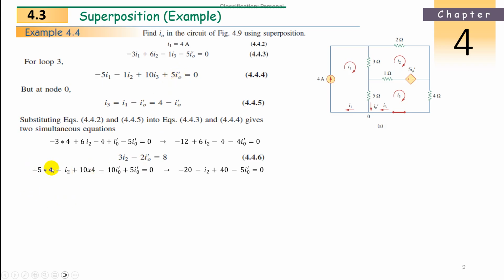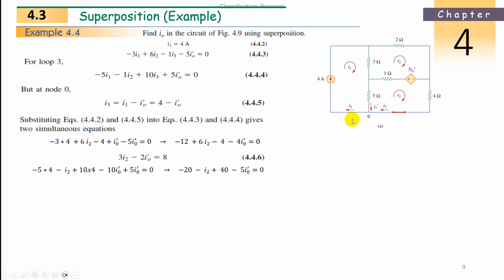Now rearrange this. 5 4s are 20, minus 20, minus I2, and this is 40 plus 40, and minus 10 plus 5, it becomes minus 5 I0 dash. Now simplify this one. Take minus 20 and plus 40. How much? Plus 20. So 20 here only.